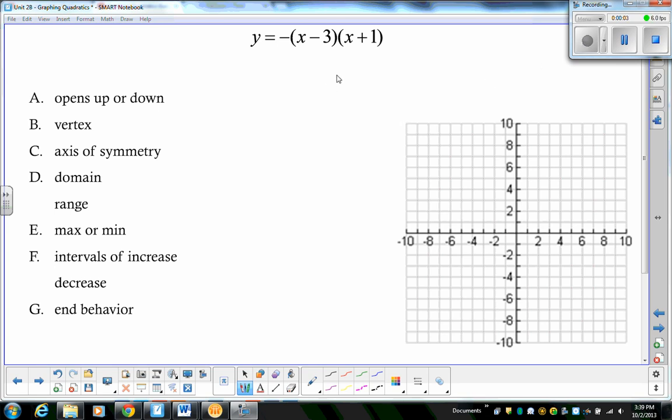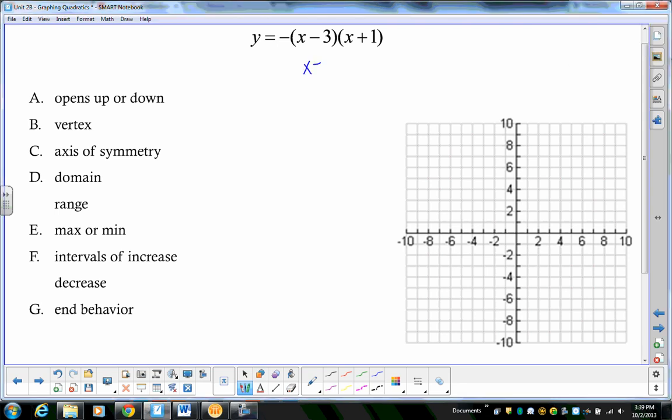Okay, in this example, we're going to start with an equation that's in factored form. So if we start in factored form, what do we know? Well, we know that the x-intercept is 3, and we know the other x-intercept is -1. So we have x equals 3, and x equals -1. Sorry, I said 1, but it's -1.